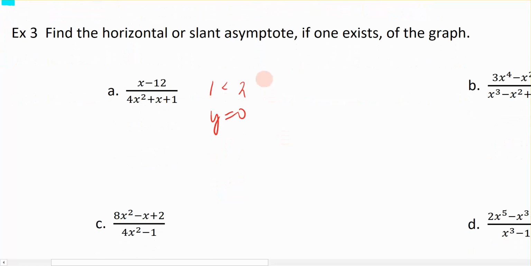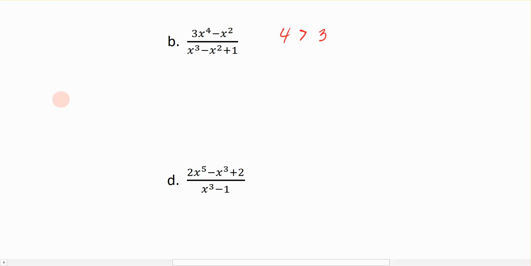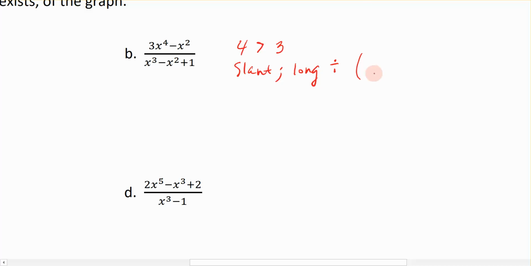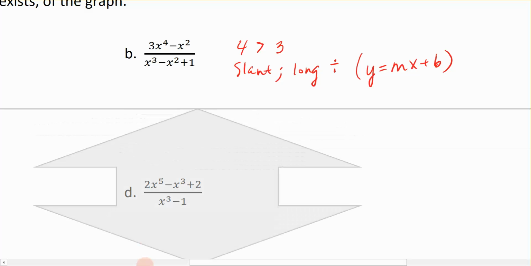Now, what we're going to have to do if we have a slant asymptote is use long division in order to find the equation of the line that is slanted. Now remember, we're going to be looking for a slanted line, and that is actually our good old y equals mx plus b. That's the equation of a line that has a slope of m, right? It's slanted. So we're going to use long division to come up with this answer.